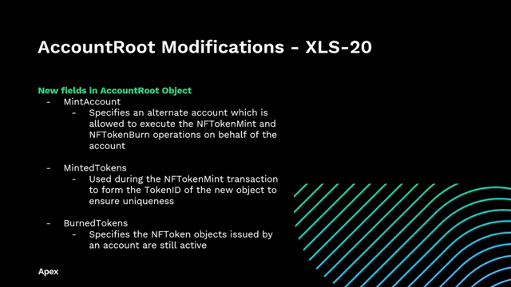The second field is the minted tokens, which is used during the computation of the unique token ID for the tokens issued by this account. And the third one is the burned tokens, which keeps track of the number of active NF tokens associated with any account.